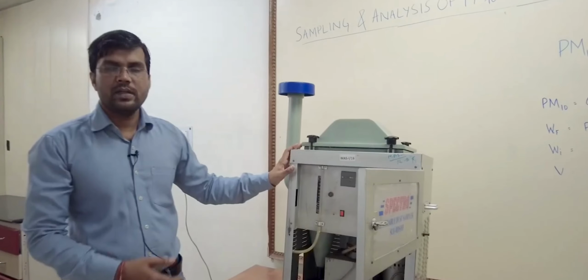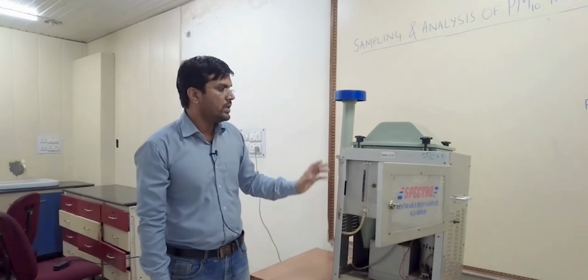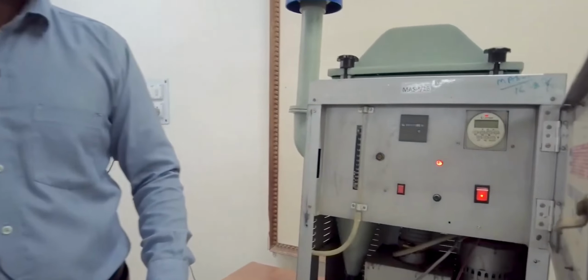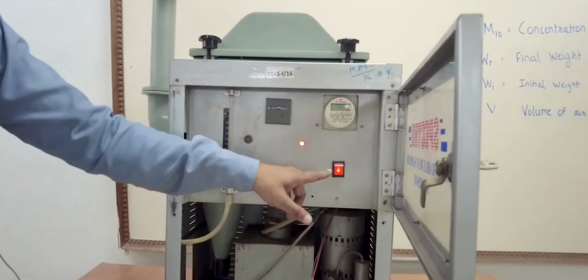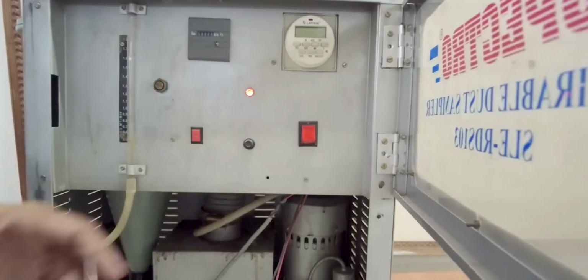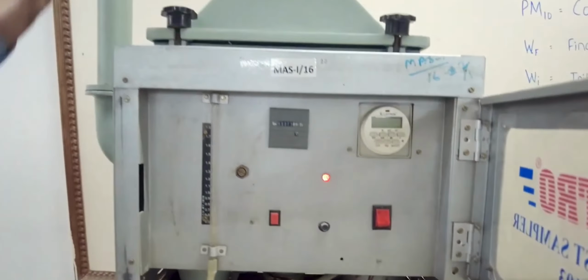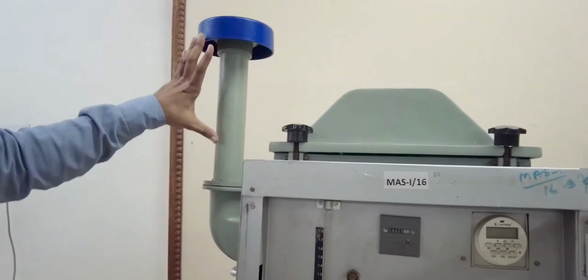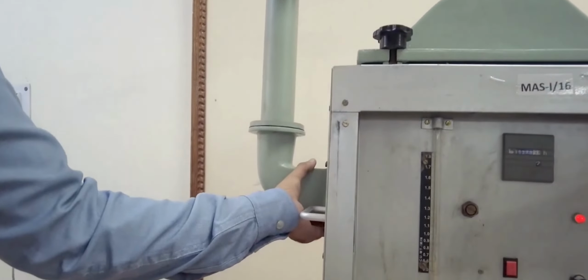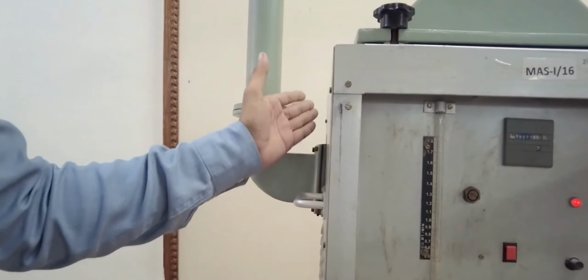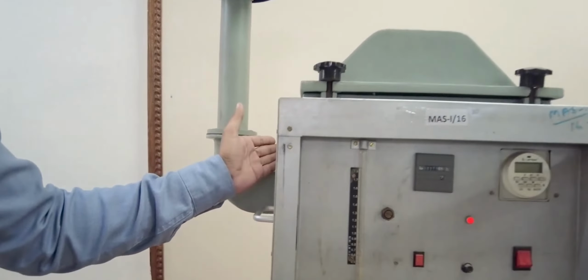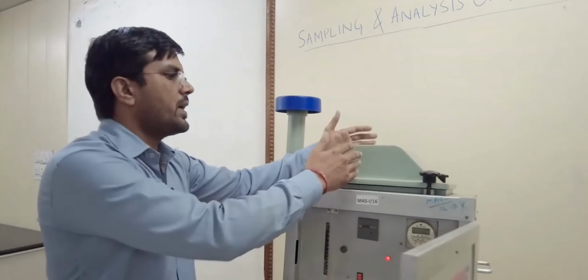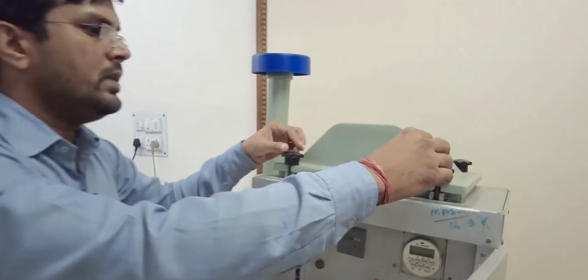Now I'll explain the working of it. When we switch on the device, what happens? The suction pump sucks the ambient air and it enters into the inlet part. Then when it passes through this size selective inlet, those particles which are smaller than or equal to 10 micron will go into this filter assembly. This part is the filter cover, and these are the wing nuts.